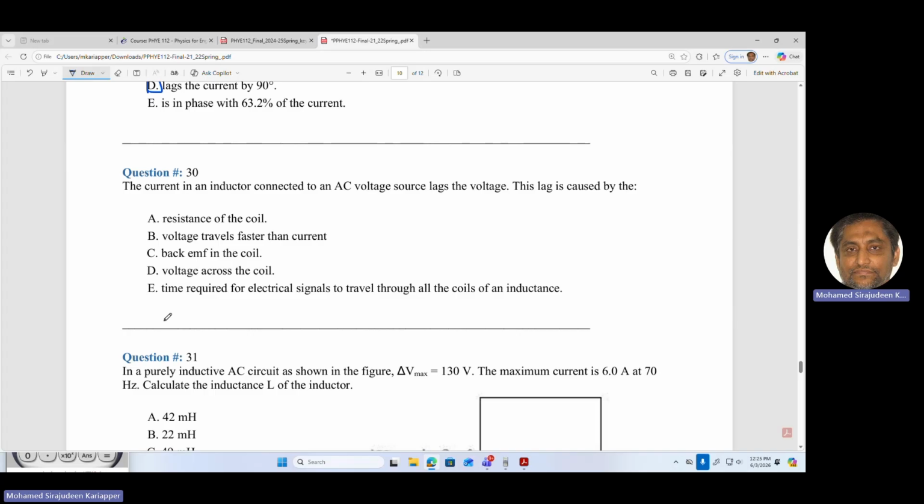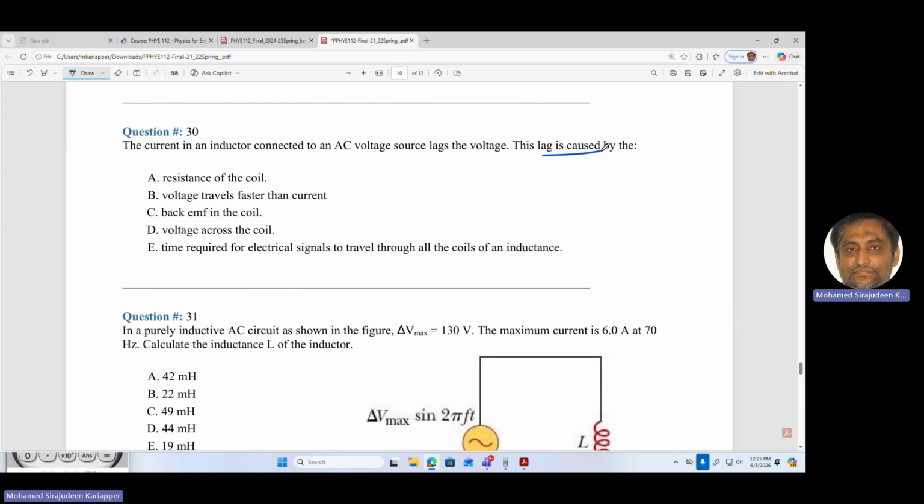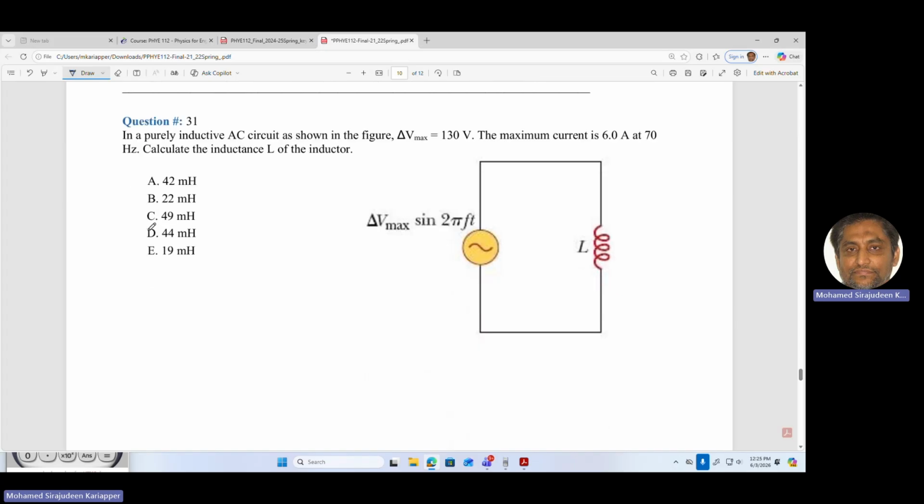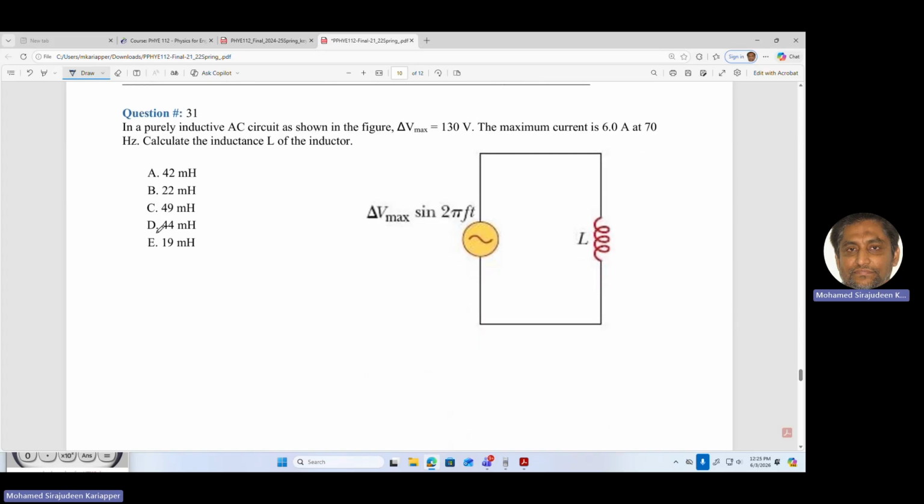Okay, so number 30. The current in an inductor connected to an AC voltage source lags voltage. Why? The lag is caused by what? Now we are talking about inductor, the back EMF of the inductor. The coil is there. Number 31. In a purely inductive AC circuit, as shown in the figure, the delta V max is 130 volt. The maximum current is 6 ampere at 70 hertz. Calculate the inductance of the inductor.